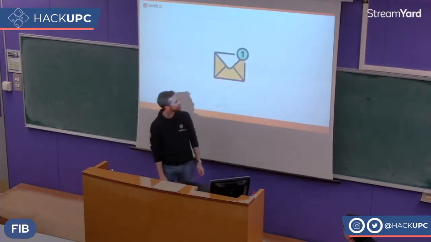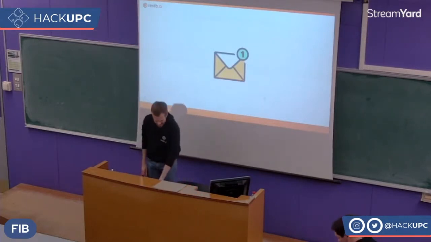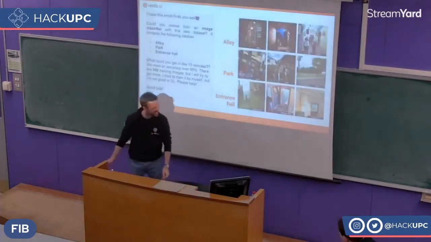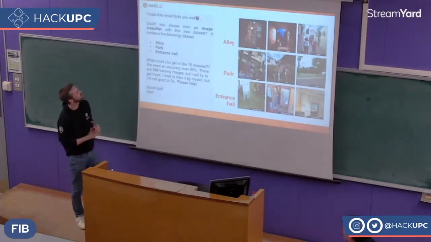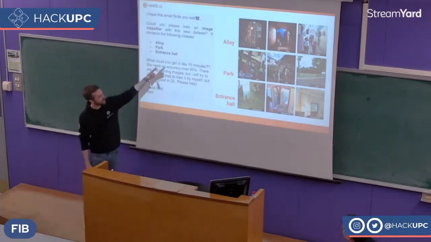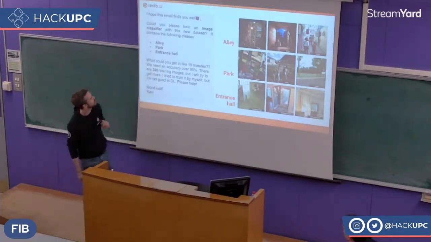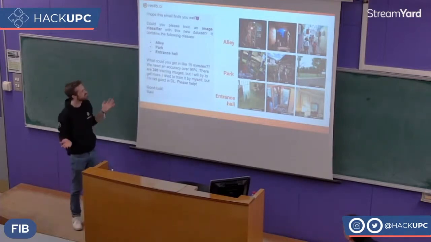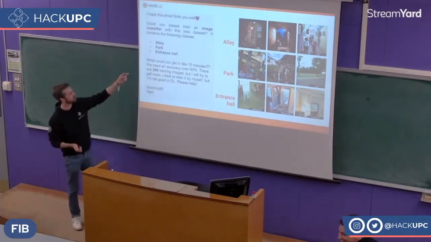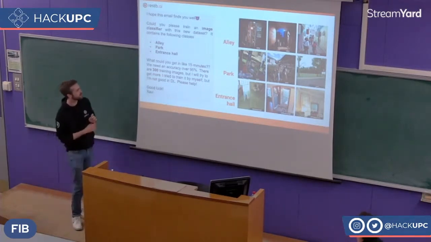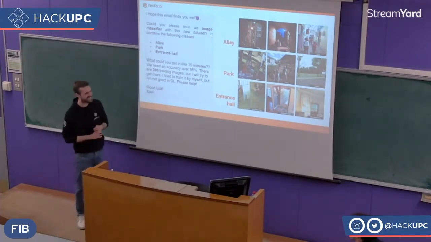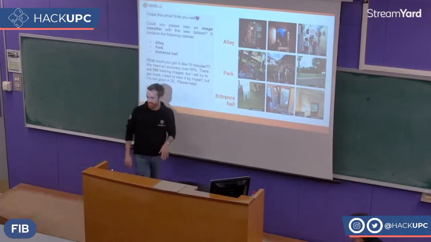And oh, seems like we have an email. What could it be? Okay, I hope this email finds you well. Well, it's a bit late, but could you please train an image classifier with this new dataset? It contains the following classes: alley, park, and entrance hall. What can we get in 15 minutes? Okay, and they want the accuracy to be over 95%. There are 300 training images, but I will try to get more. I tried to do it myself, but I'm not good in deep learning. Please help. Good luck. So, okay, let's try it now.